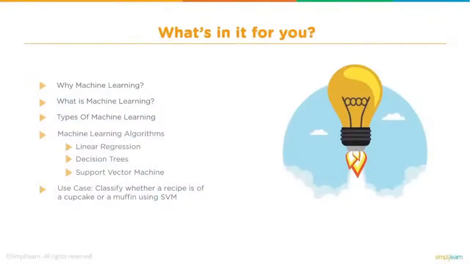Well, we'll start off with a brief explanation of why machine learning and what is machine learning. And then we'll get into a few of the types of machine learning algorithms: linear regression, decision trees, support vector machine, and finally we'll do a use case where we're going to classify whether a recipe is of a cupcake or a muffin using the SVM, or the support vector machine. Sounds like a delicious way to explore machine learning.